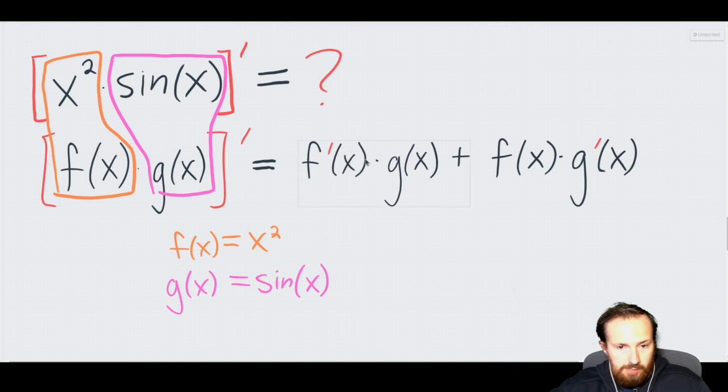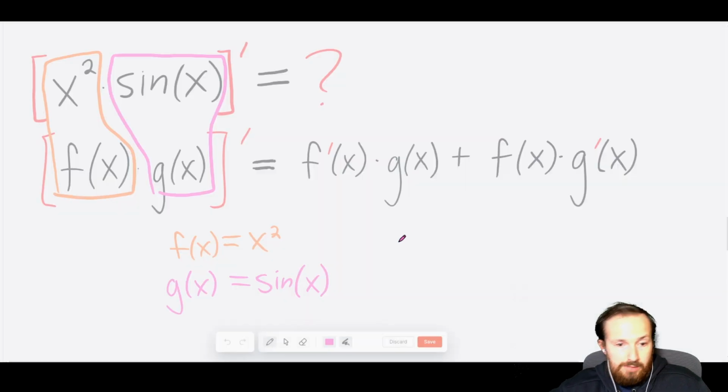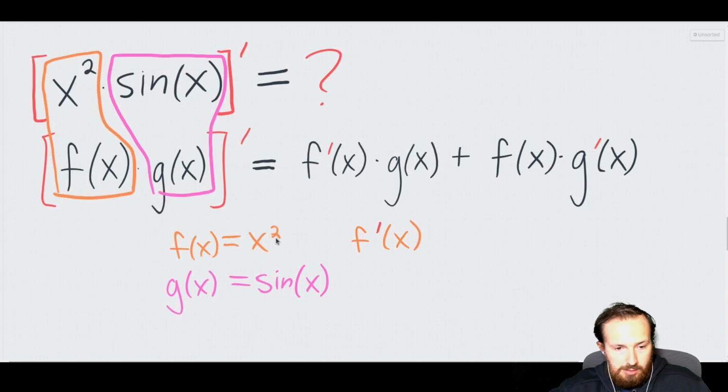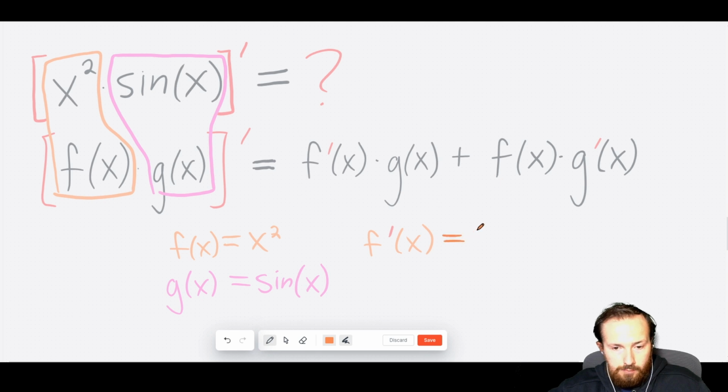Now, the first thing, if you look over here, we already know what g is, we already know what f is based on our choice here. What we don't know is f prime and g prime, so we need to find that. So the first thing we'll do is find the derivative of f, so f prime of x. If you already know what the derivative of x squared is by the power rule, hopefully it's clear that that's 2 times x.